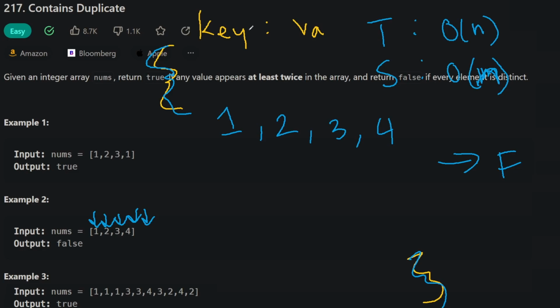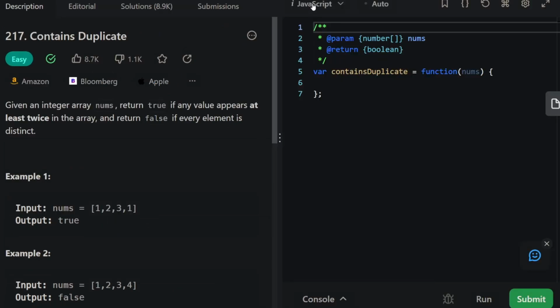The worst case scenario could also be that you have 1000 unique numbers, in which case you would have to go through the entire array in order to know that. And let's see what that would look like in the code.